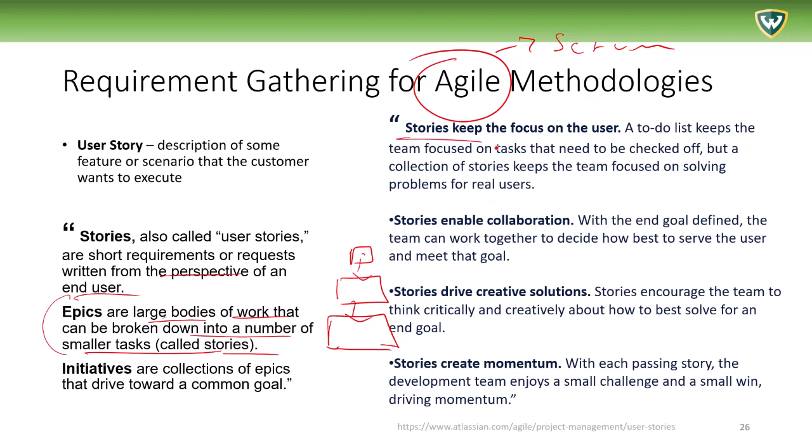And why are stories important? Stories are really important, and they help us understand and develop software programs because they keep the focus on the user. The stories serve as to-do lists of specific tasks that can be checked off. Stories enable collaboration, making it easier with the end goal defined. The team can work together to decide how best to serve the user and meet the goal. Stories drive creative solutions. Stories can encourage the team to think critically and creatively, and stories create momentum. With each passing story, the development team enjoys a small challenge and a small win, driving momentum.